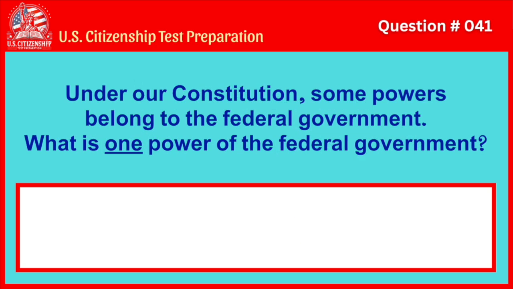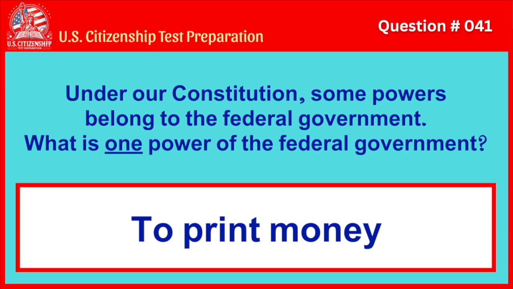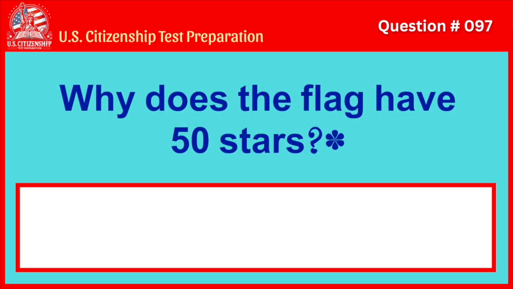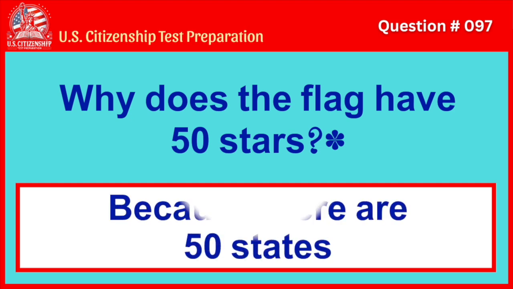Under our Constitution, some powers belong to the federal government. What is one power of the federal government? To print money. Why does the flag have 50 stars? Because there are 50 states.